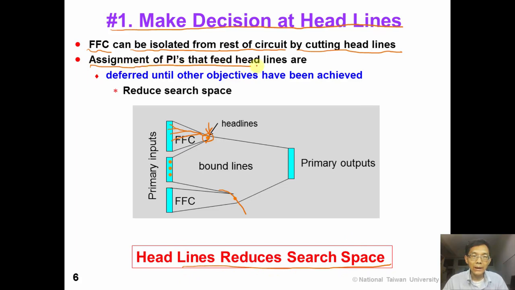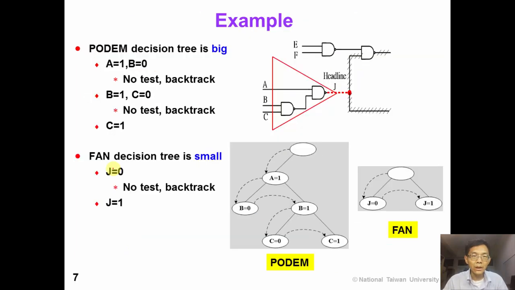The assignments of primary inputs that feed the head line can be deferred until all the other objectives have been achieved, because we are guaranteed to find an assignment for these primary inputs, so we don't have to worry about them. For example, in this circuit, we have primary inputs A, B, C and J is the head line. The PODEM algorithm makes decisions at primary inputs A, B, C, so the decision tree is large. It has 3 levels. Every time we make a mistake, we need to backtrack. So this is a large search space.